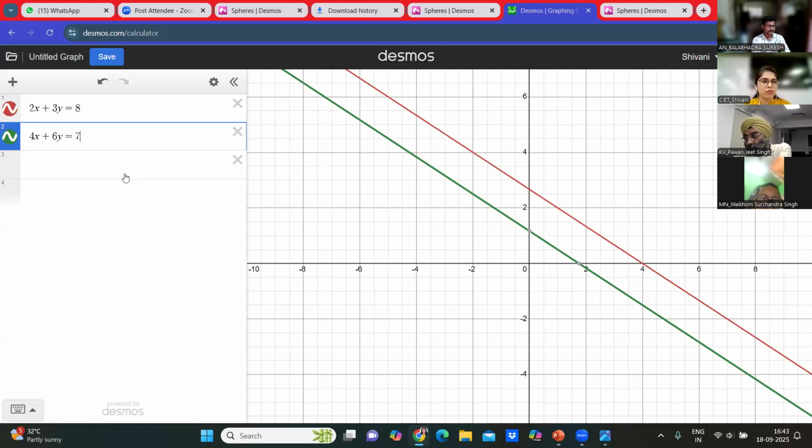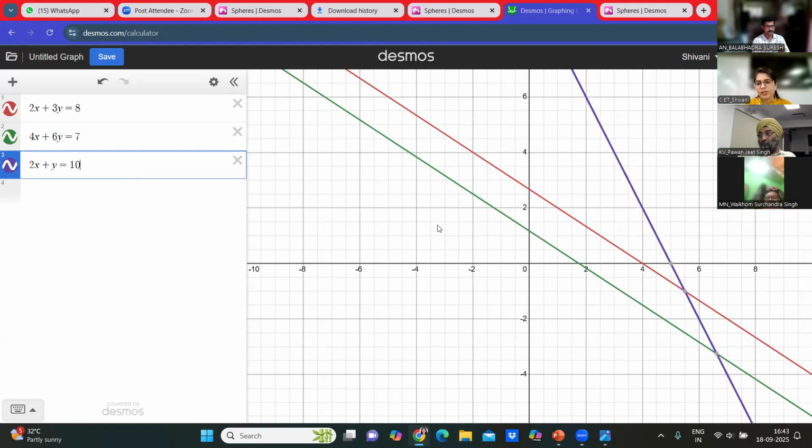So if there is one equation like 2x plus y equals 10, you can see these equations are intersecting at minus 5.5 comma minus 1. So this way you can write the equation and find the solution. Okay, ma'am. Yes, ma'am. Thank you so much, ma'am.